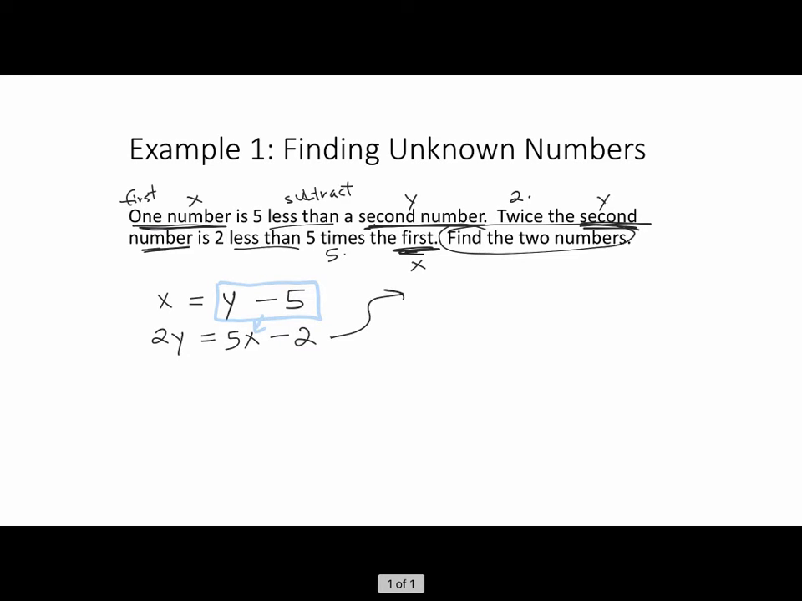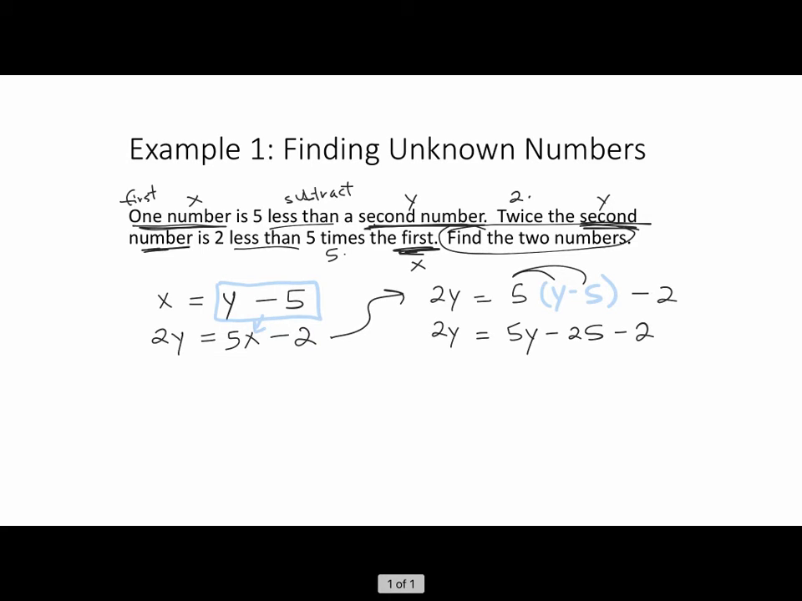So the second equation here, 2y equals 5 times x, which is y minus 5, and then minus 2 to complete that equation. Okay. So now we only have one variable. We can solve this equation for y. So the first thing we're going to have to do, we need the distributive property to remove any parentheses or grouping. So 5 times y is 5y, and 5 times negative 5 is negative 25. Everything else stays the same.